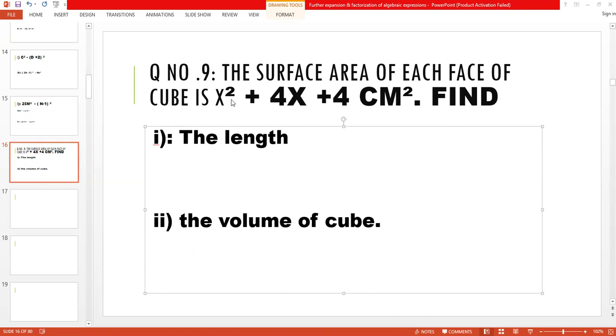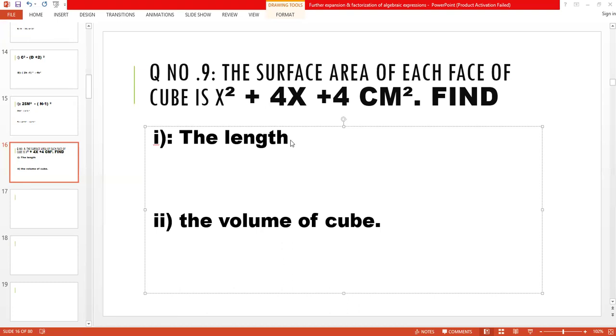Okay, and they gave us the surface area. What is the surface area which they have given us? x square plus 4x plus 4. And you have to find its length. Length means you have to find one of its sides. Surface area is given and we have to find one of its sides.